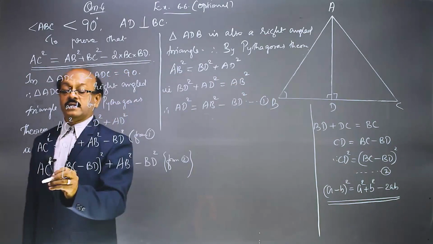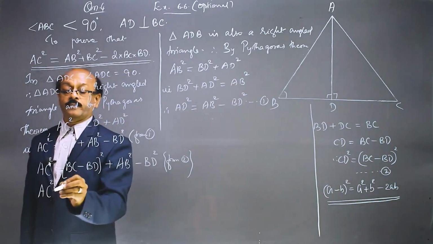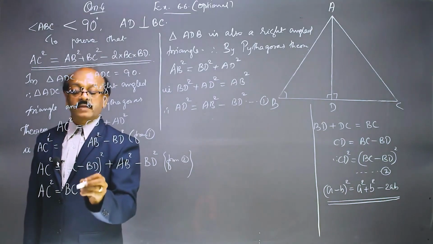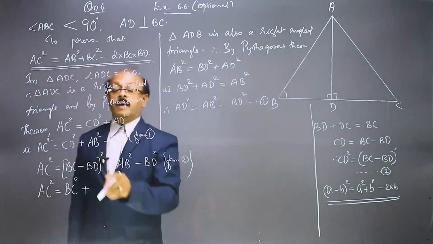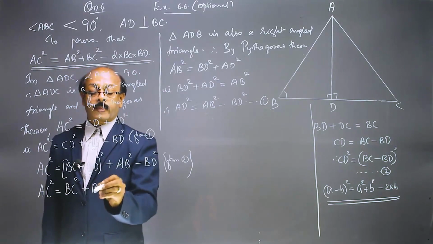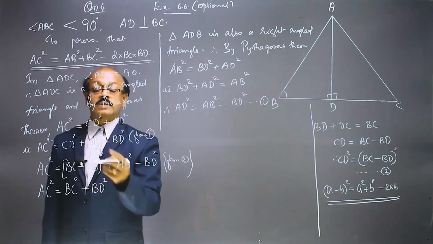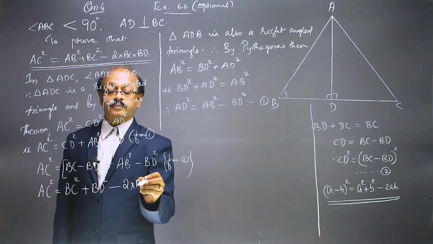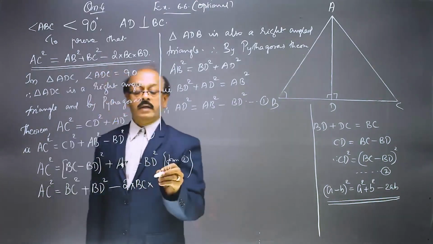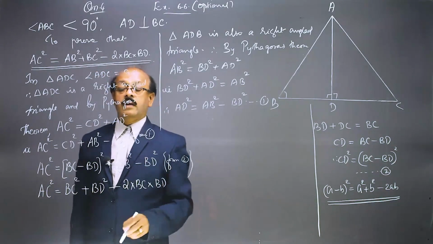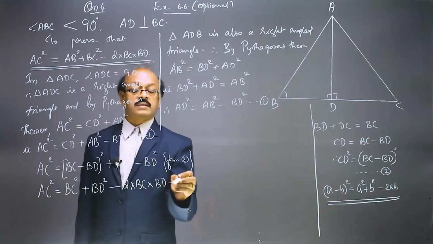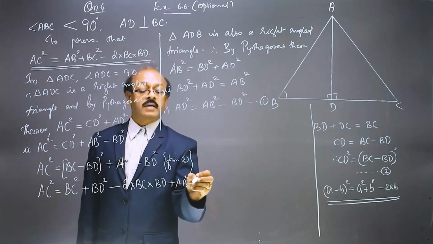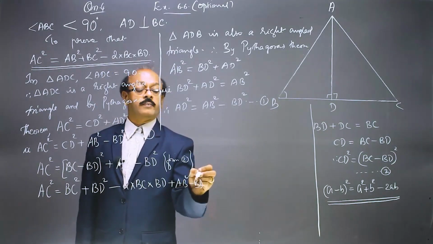That is, AC square is equal to A minus B the whole square. That is, A square means BC square, plus BD square, now the sign is minus, minus 2 into BC into BD. Then plus AB square is there, plus AB square. Then minus BD square is also there.